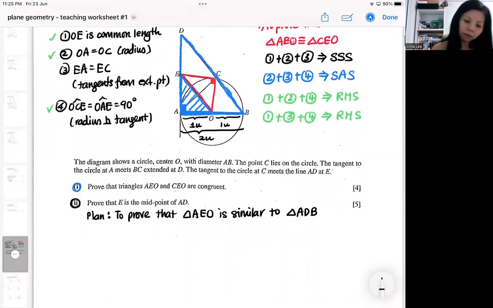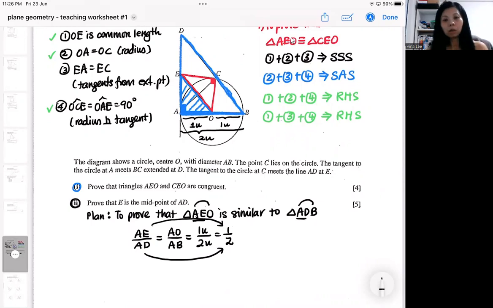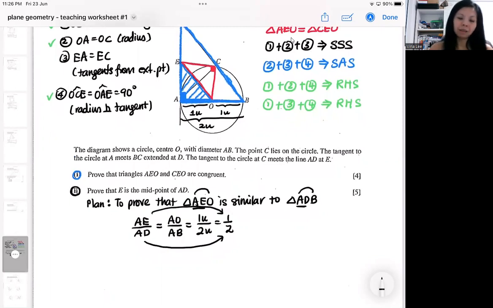Because for similar triangles, if I can prove that they are similar, the ratio of AE over AD will be the same as AO over AB. And AO and AB will be 1 unit versus 2 units, which is like a half. So that means subsequently, I can also prove that AD is 2 units and AE is 1 unit. Okay, so that is my plan. So you must have a plan in mind first, then you can start the thinking, start the actual proving.